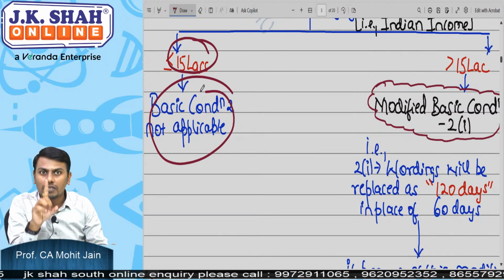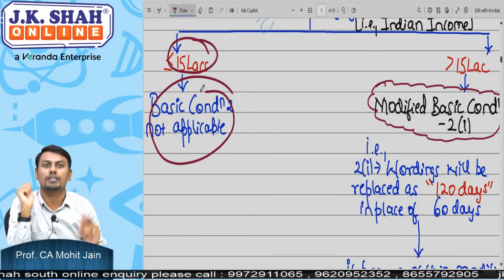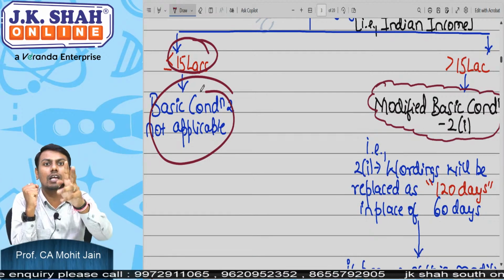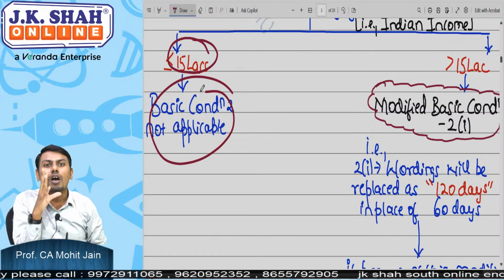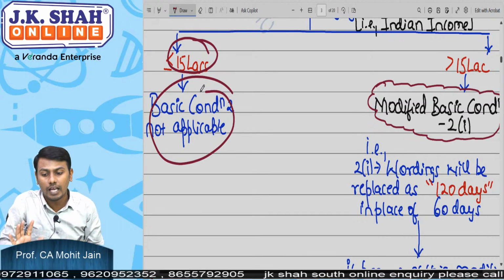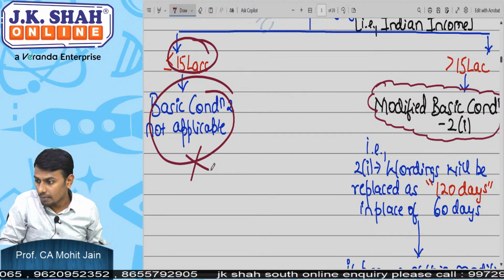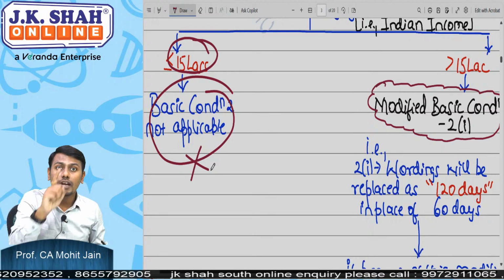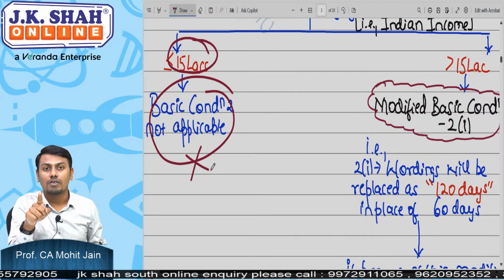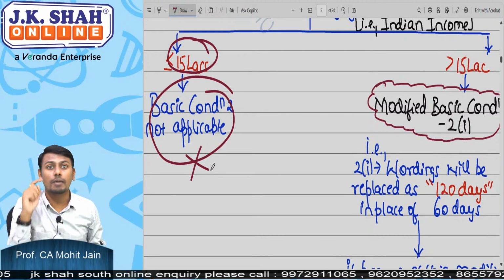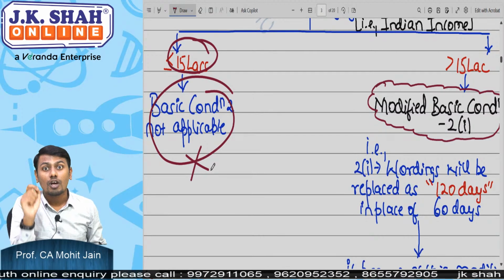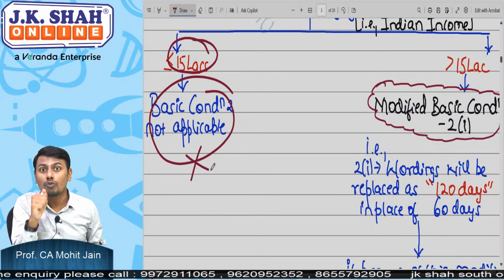See, it's better to catch one big person rather than catching 20 small persons. Good thing, no. From one big person we will recover everything, rather than catching 20 small people. So the government is saying if your Indian income is less than or equal to 15 lakhs, ignore. Still what is not applicable? Basic condition number 2 is still not applicable. But if your Indian income goes beyond 15 lakhs, then basic condition number 2 will be applicable, but with a modification.